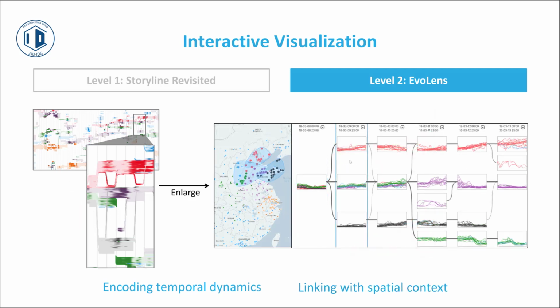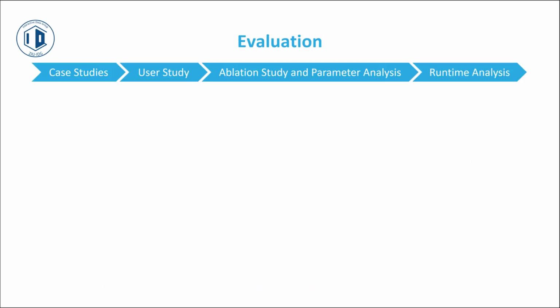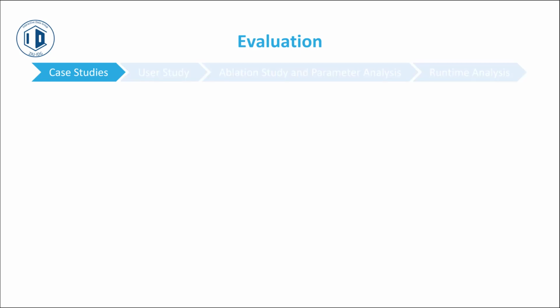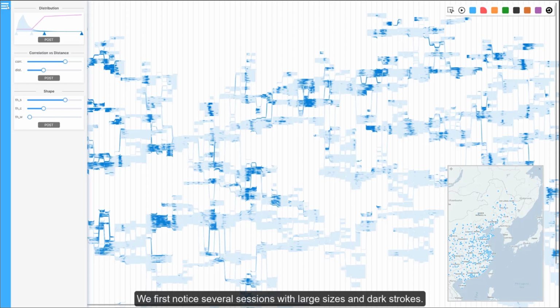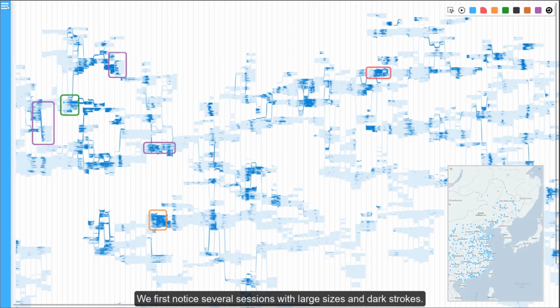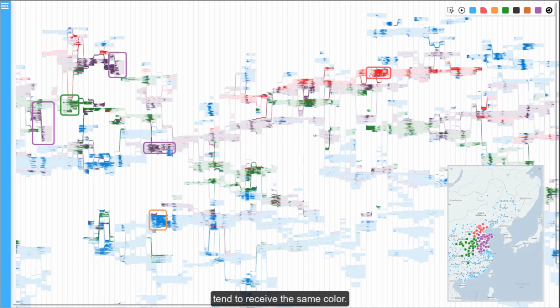When users hover over the EVO lens, the map shows a convex hull to display the detailed distribution of patterns. We evaluate GeoChron comprehensively. First, we perform real-world case studies. We first notice several sessions with large sizes and dark strokes. To show their spatial distributions and temporal evolutions, we color these sessions with different colors. In this process, the sessions with more ST series in common tend to receive the same color.